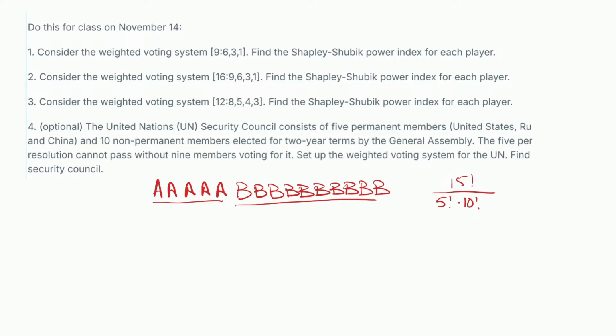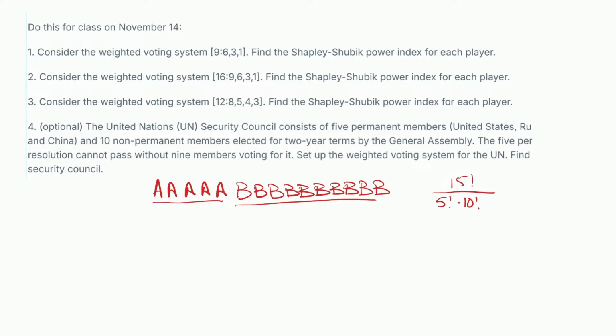So let's just list off, if this is the permutation, then B is pivotal. So the final A will be pivotal as long as 4, wait, is it 4 of the B's? We need 9 votes to win, including all of the A's. Yeah, so as long as 4 of the B's come before the final A.